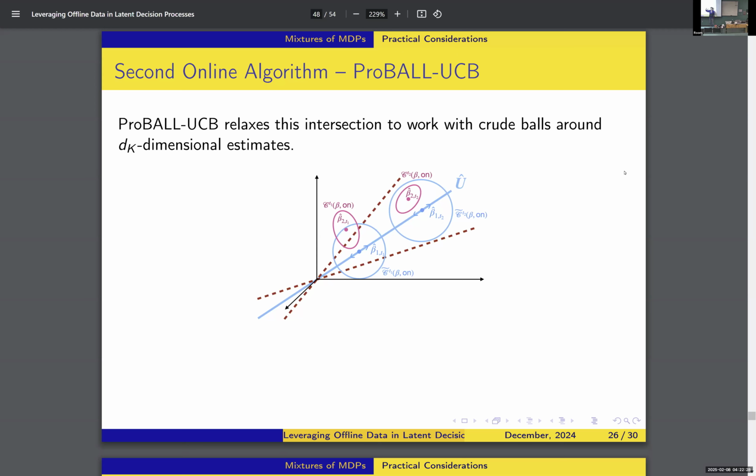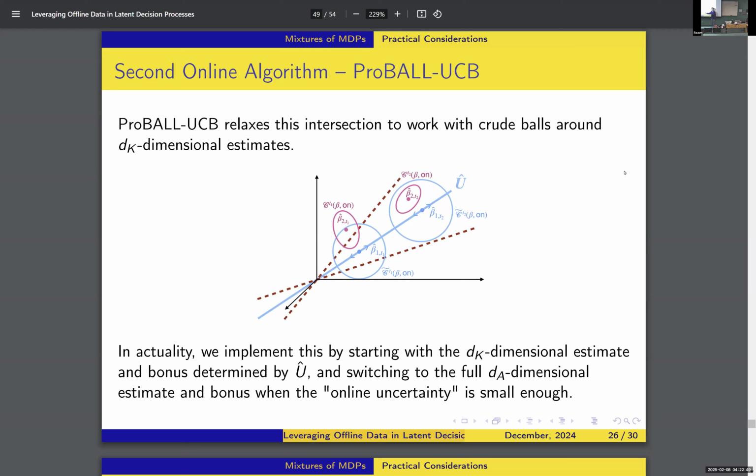In practice, we implement this by starting with the dK dimensional estimate, and the bonus is also determined by the dK dimensional estimate. Then once a certain uncertainty measure becomes small enough online, you switch to the full dA dimensional estimate and the dA dimensional uncertainty bonus. If you're familiar with UCB, these terms will make sense. Otherwise, just focus on the picture, which is saying you wait for the ellipsoid to become small enough online that it's inside the offline ball. Don't worry about the algorithm's details.